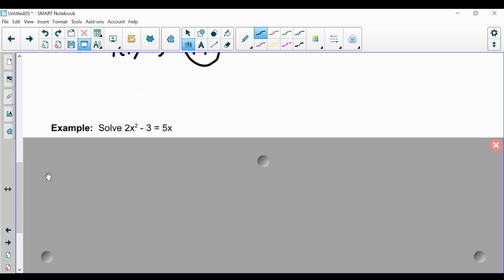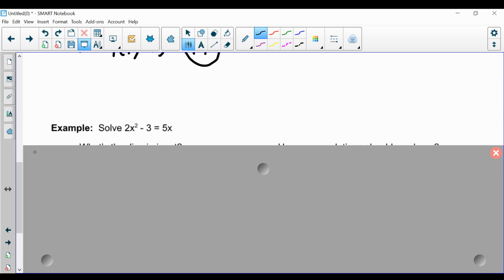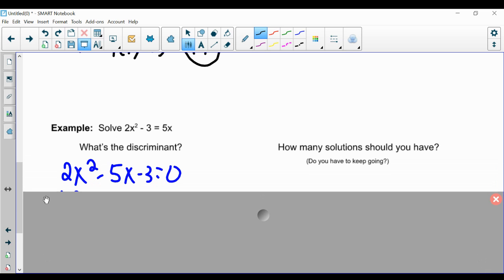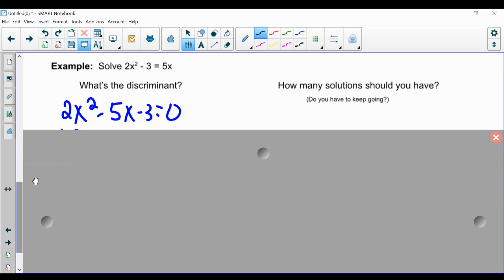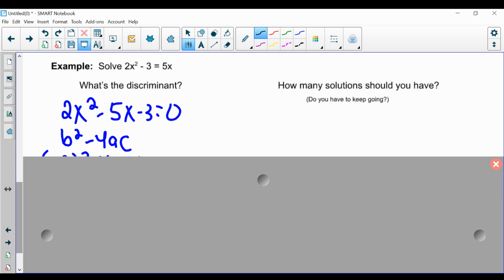One more example. Once again, put this in standard form. Make sure that you subtract over your 5x and make sure it is in the order ax squared plus bx plus c. Then we go through, we plug it into the discriminant. Find your a, your b, and your c. A here is 2, b is -5, and your c value is -3.